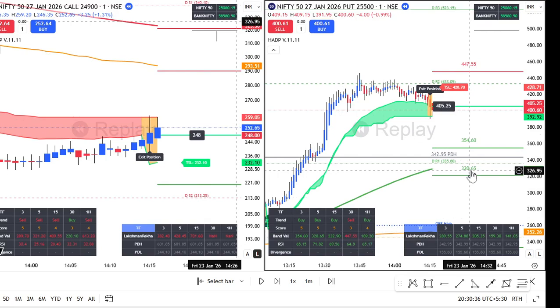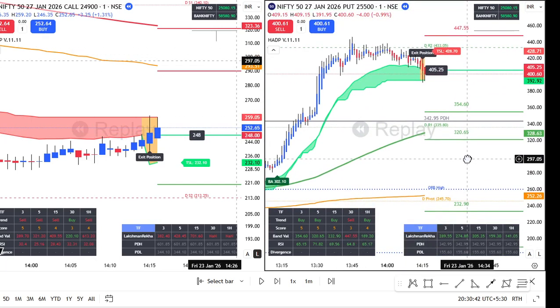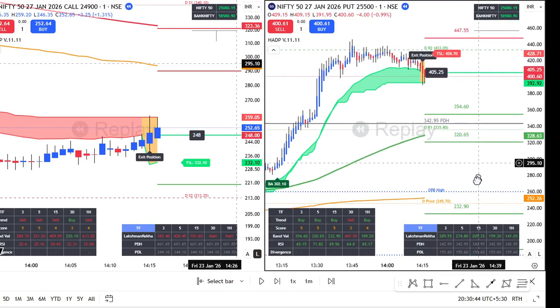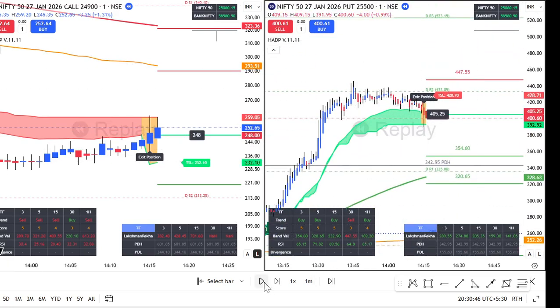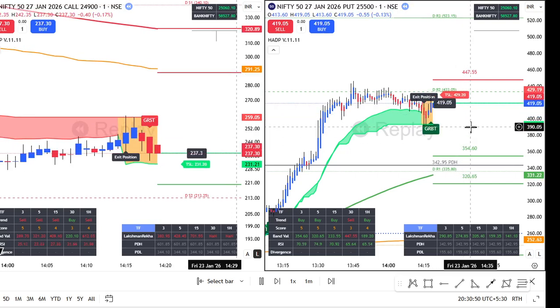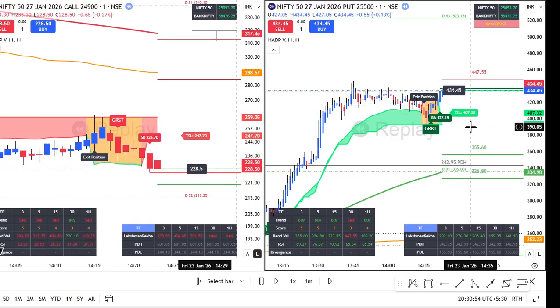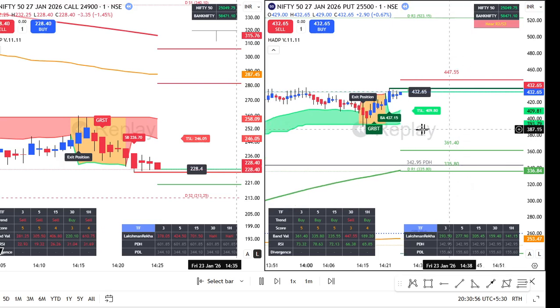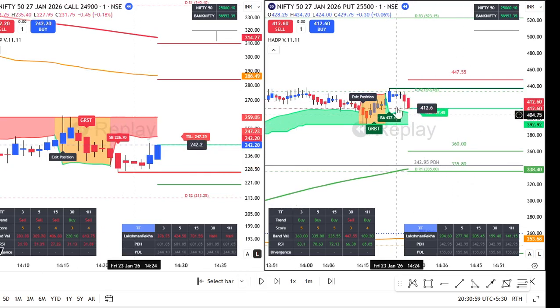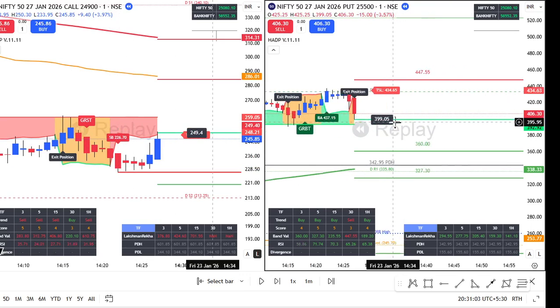You will see the 320.65 line printed. That is the 5 minutes average buying price. The 15 minutes traders' average price is 232.9. That is also printed here. Now let's see what happened. Again it is giving a buy. Again it has given a buy above 437.